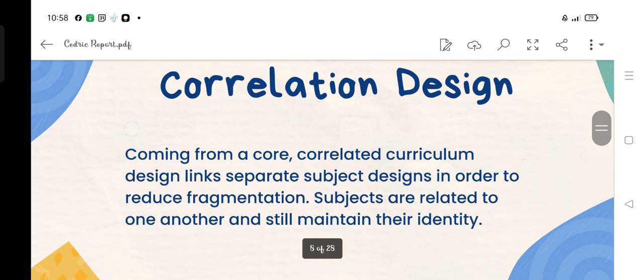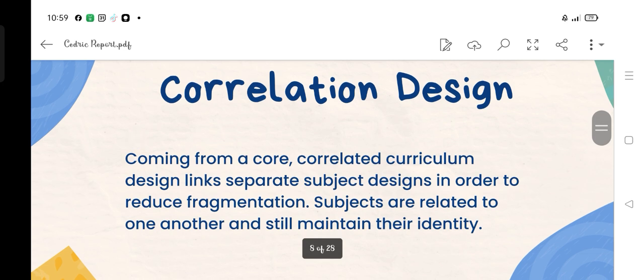So the next one is the correlation design. Coming from a core, correlated curriculum design links separate subject designs in order to reduce fragmentation. So subjects are related to one another and still maintain their identity. Okay.